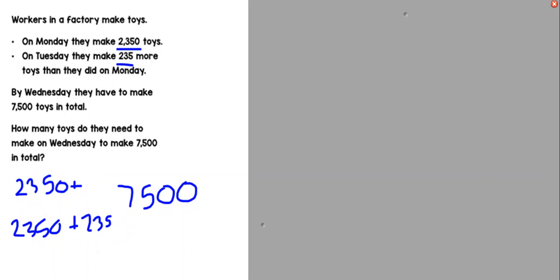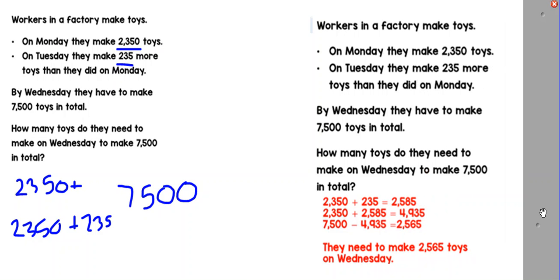Pause the video now and have a go at that one. Okay then, let's have a look at the answer. So you would do 2,350 add 2,235, which is 2,585. Okay, so that's how many they made on Tuesday. Then you would add Mondays and Tuesdays together. So you would add 2,350 that they made on Monday to 2,585 that they made on Tuesday, which is 4,935. Okay, so that's how many toys they have now made altogether by the end of Tuesday.